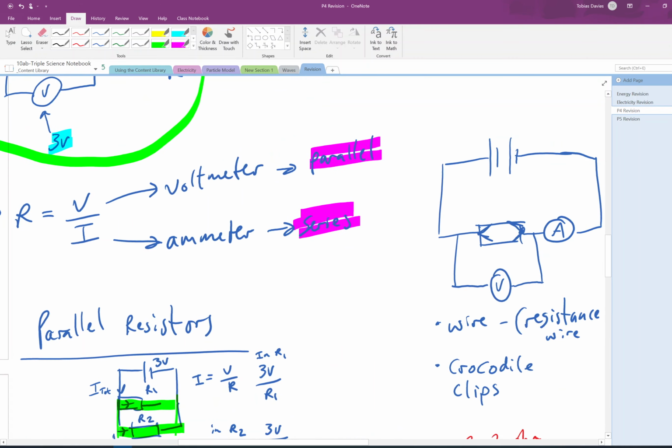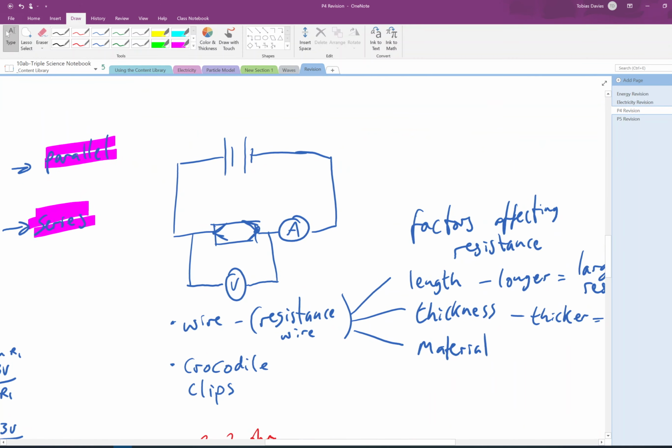If I just look at a wire here, if you wanted to measure the resistance of a wire, you would just use some crocodile clips, and you could put a little wire in those crocodile clips, and you'd measure the voltage across the wire and the current through the circuit with this sort of setup, and you would then have the ability to work out the resistance. But this little wire does have its own basic resistance, so you can think of it just as a resistor.